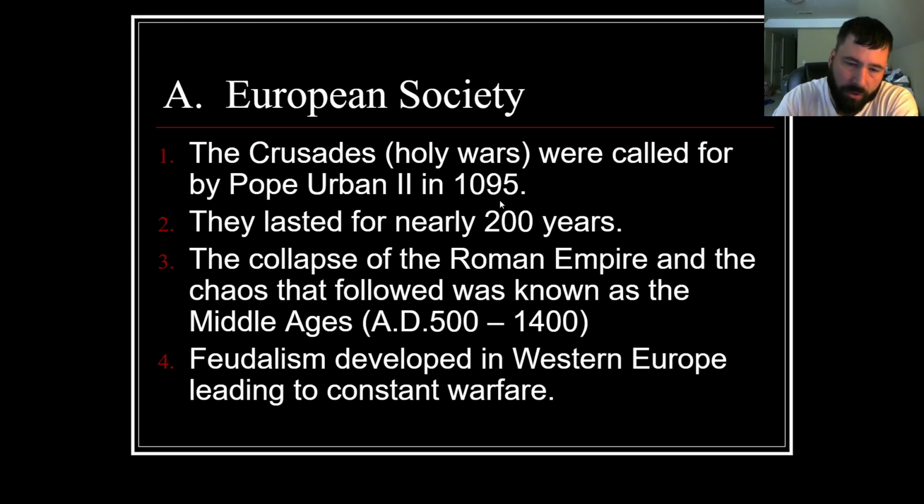But backing up before the Crusades, okay, the collapse of the Roman Empire and the chaos that followed was known as the Middle Ages. Now, this actually happened before AD 500, but basically that period between AD 500 and AD 1400 is the Middle Ages. Okay, and during that time, people really started to lean on the church for stability. Thus, the Crusades being something that united Europeans together. They were all fighting for the Christian faith. Okay.